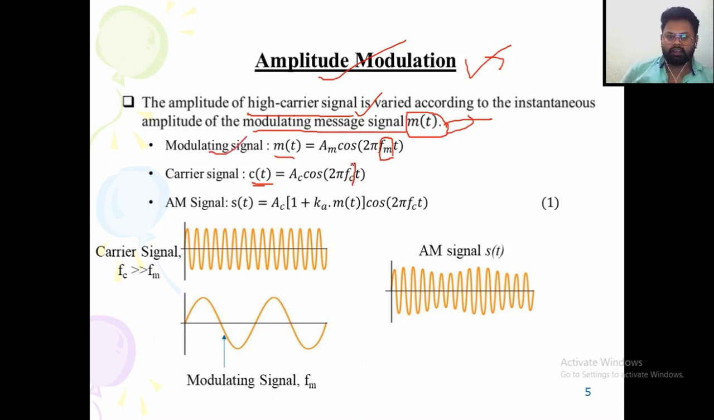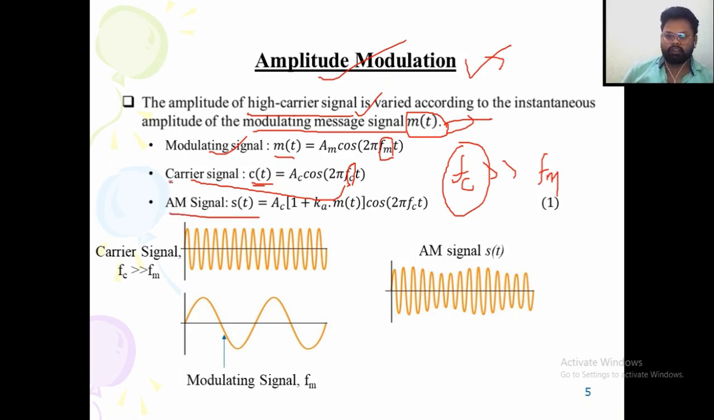FC is the carrier frequency, which is much, much greater than the frequency of the modulating signal or message signal. We are just going to mix this carrier signal and the modulating signal. After the modulation, what will happen to the AM signal?